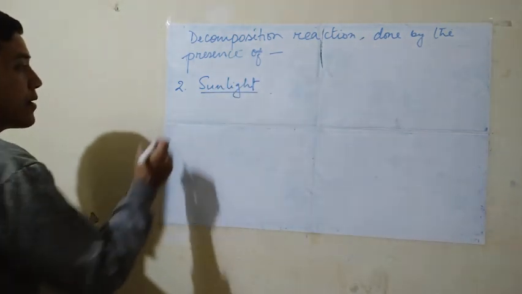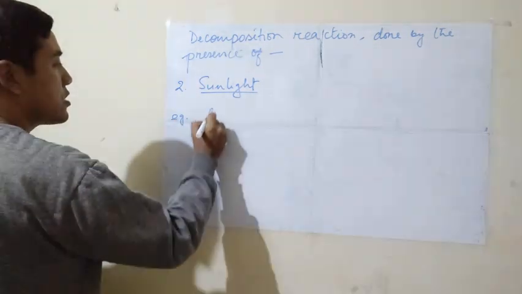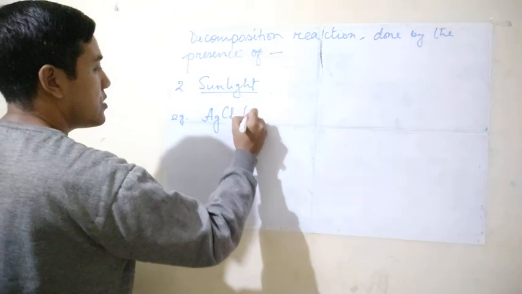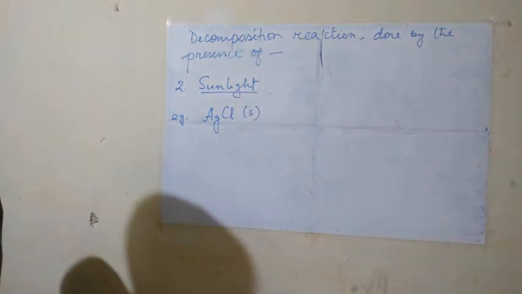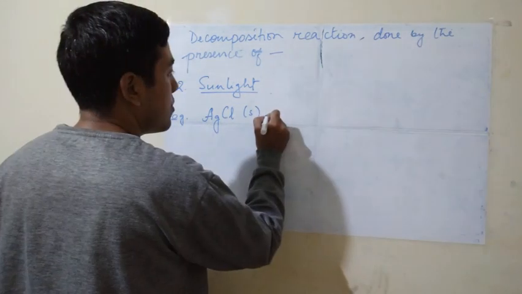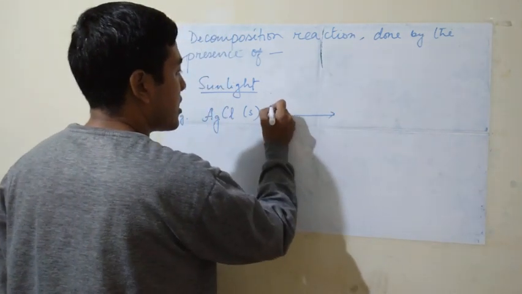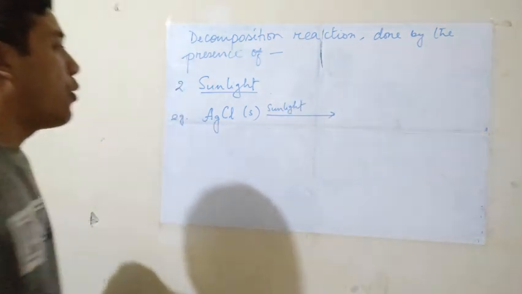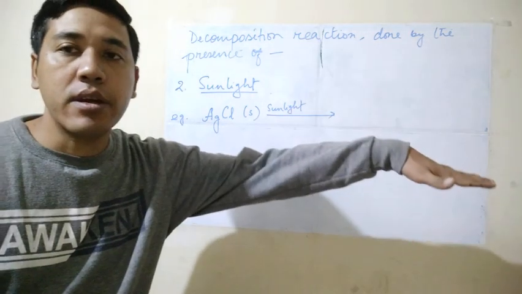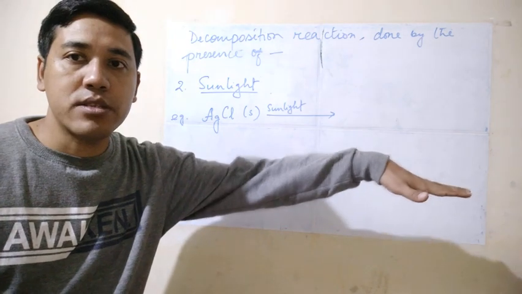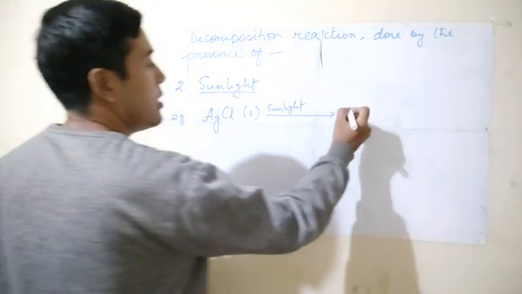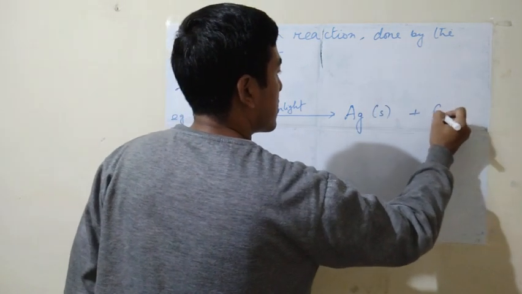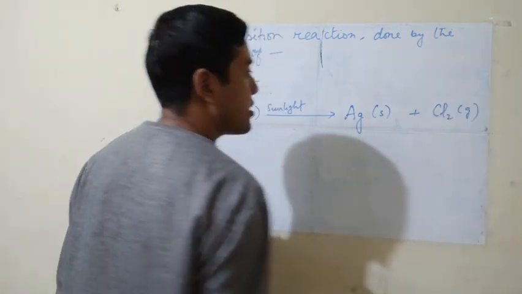Sunlight. Okay, I will give the example. Look here, silver chloride, AgCl. This is a solid in state. S means solid in state. Now, when we expose the silver chloride towards the sun, what will happen? Now, it forms silver metal and chlorine gas, right?